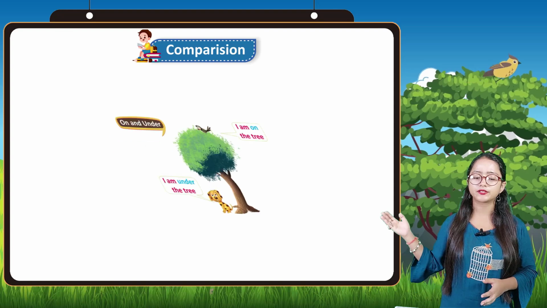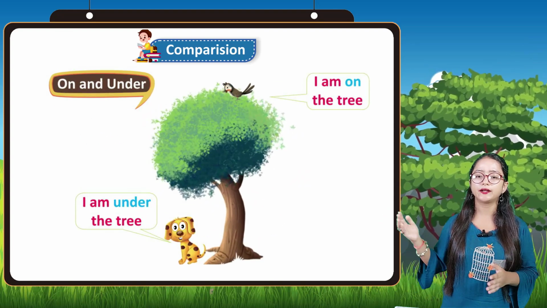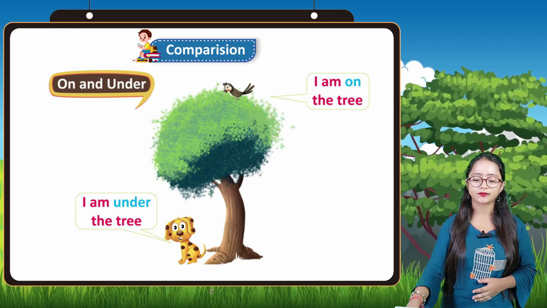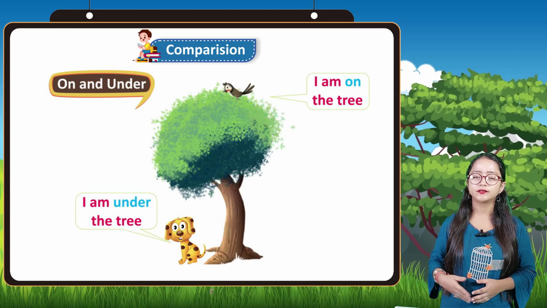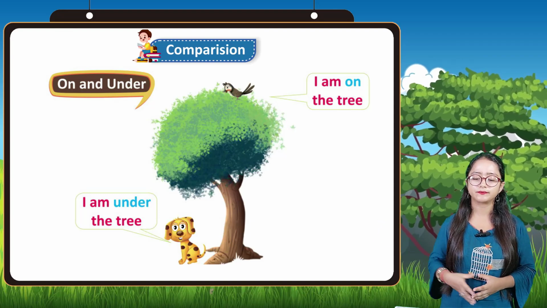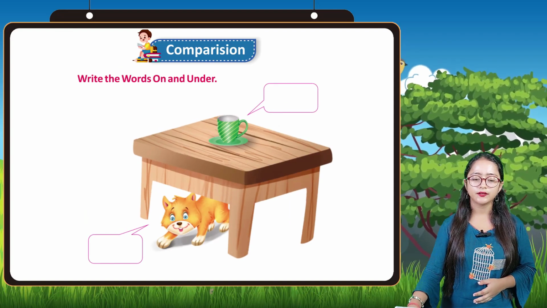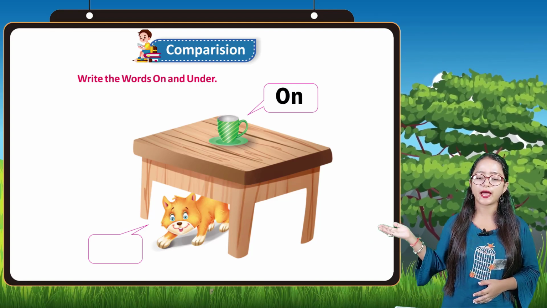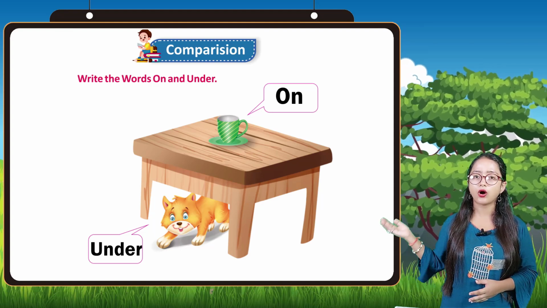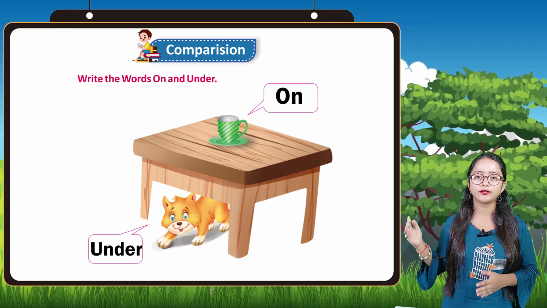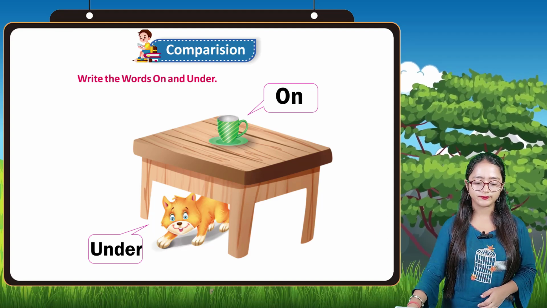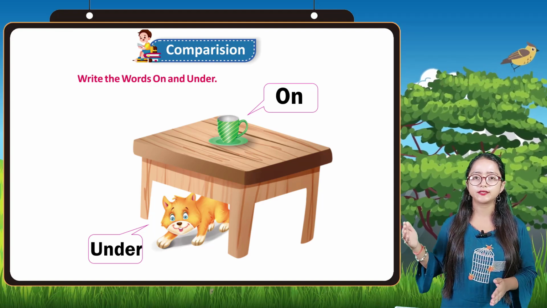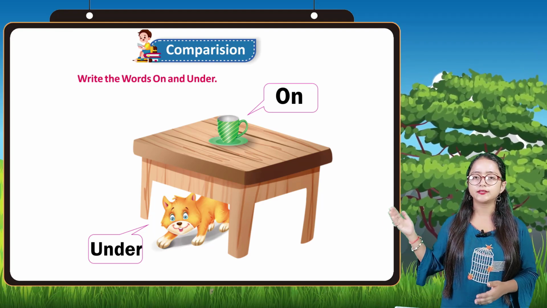Now another comparison is about on and under. The bird is saying, I am on the tree. Next, the dog is saying, I am under the tree. Now here you have to write the words on and under. The cup is on the table. So you have to write down O-N, on. Next one, the cat is under the table. So write down U-N-D-E-R, under.